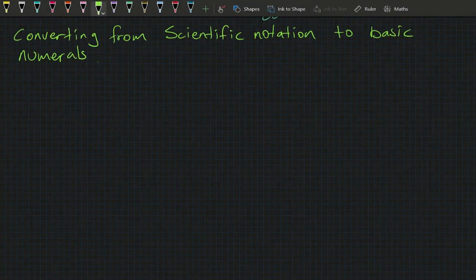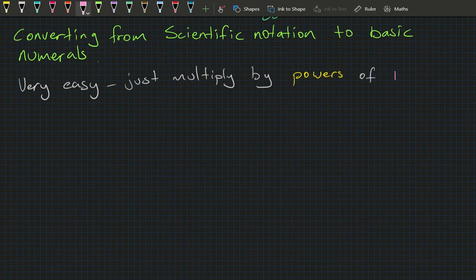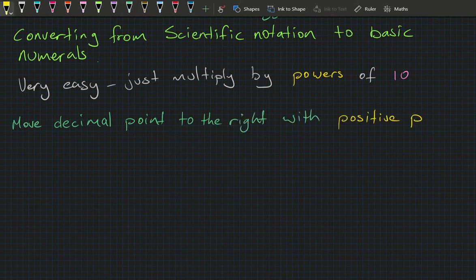Okay, I think you'll find this fairly easy. All we're going to be doing is multiplying by powers of 10. So when you do that, you really only need to move the decimal place. You don't even need a calculator. When we multiply by a positive power of 10, we move the decimal point to the right, adding zeros when we run out of numbers.